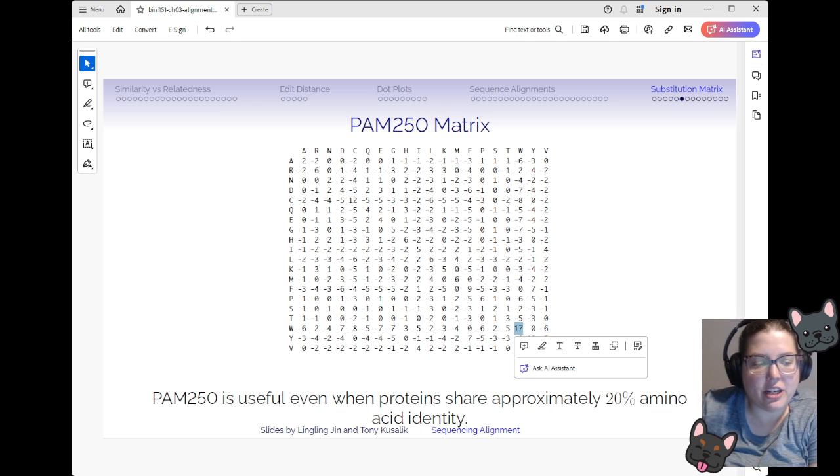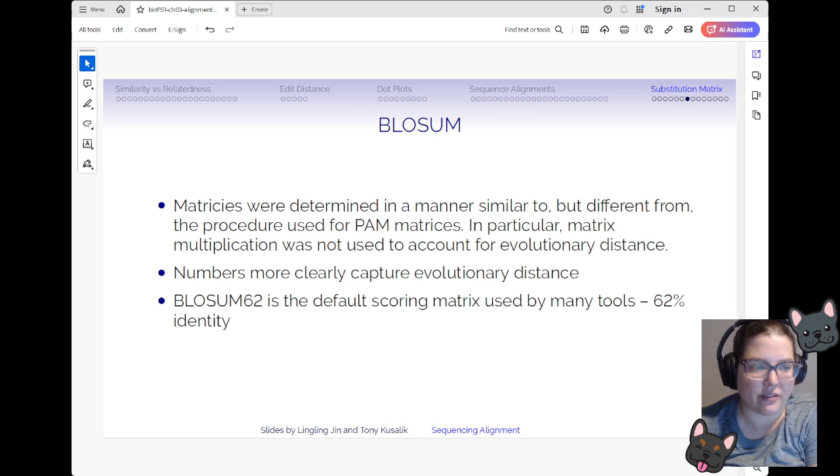So PAM 250 is useful even when proteins share approximately 20% identity or similarity. So really getting further out in our divergence. BLOSUM matrices are a little bit opposite from the PAM matrices. They were determined in a similar manner, but in a different form. The matrix multiplication was not used to account for evolutionary distance in BLOSUM.